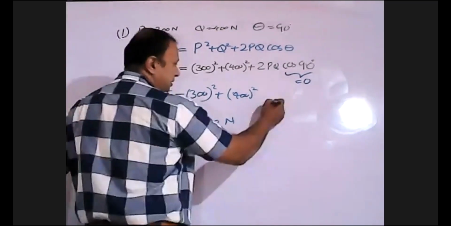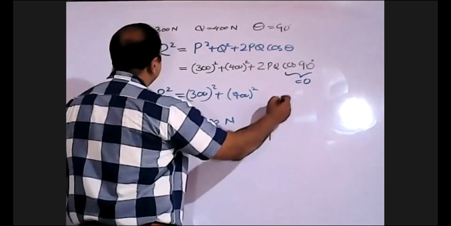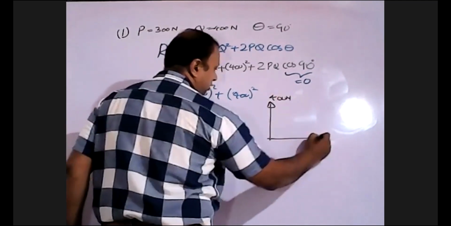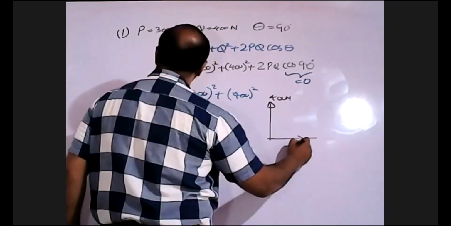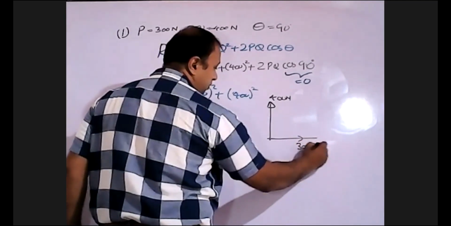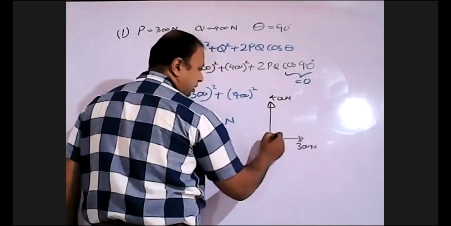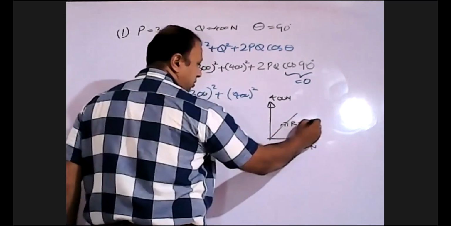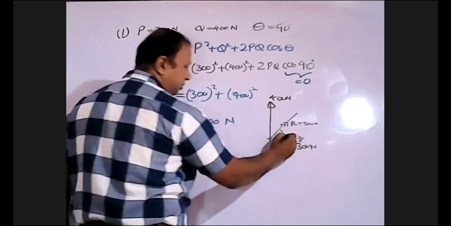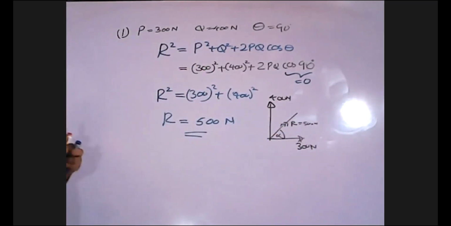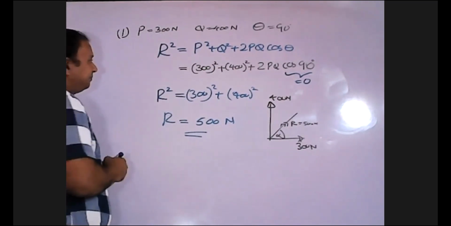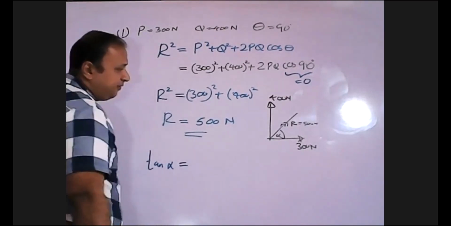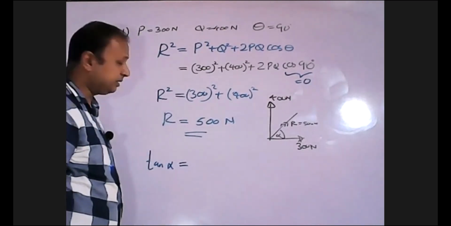That means P is 300 Newton, Q is 400 Newton. R is going somewhere like this. This is alpha. So then you can consider tan alpha. You can directly use the equation.